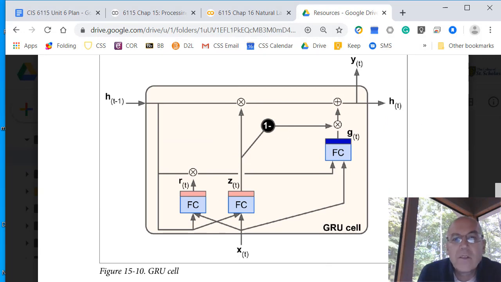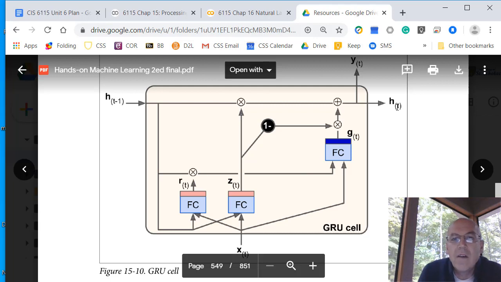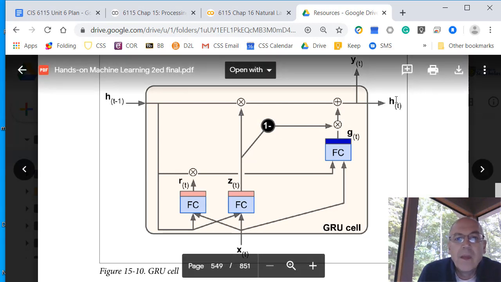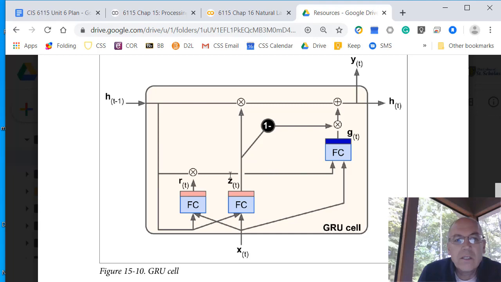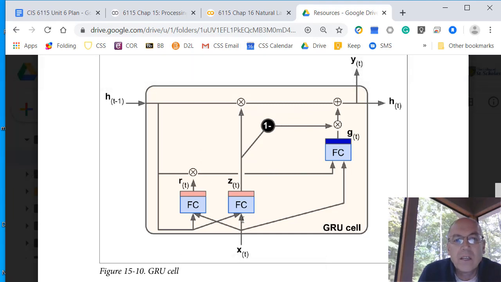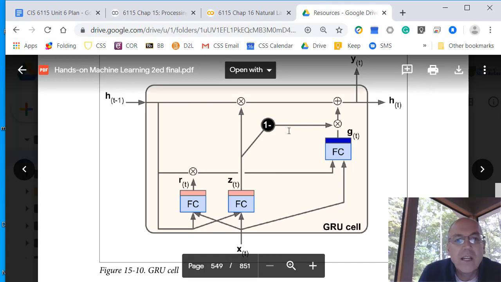While there's only one value going out rather than two as with long short-term memory, that value isn't just the last value here. It's a state value which combines the current input with the current state of this node.